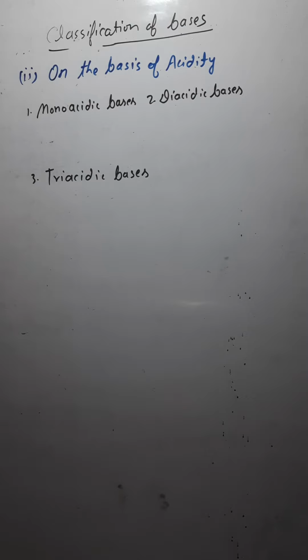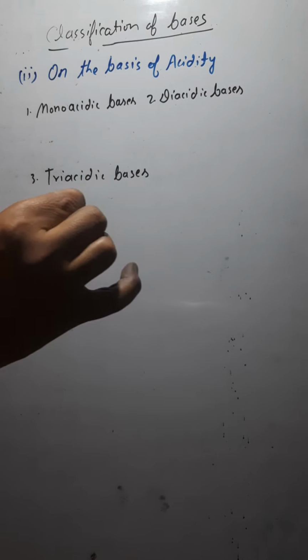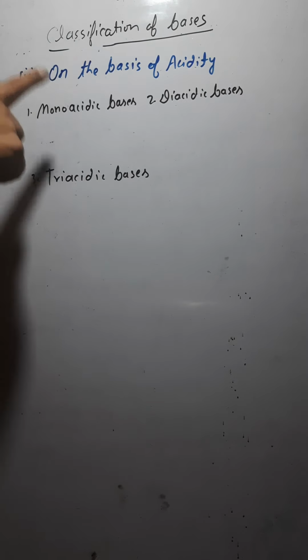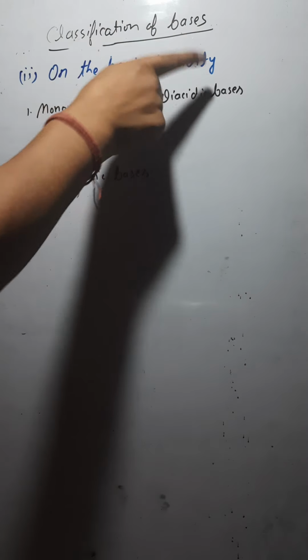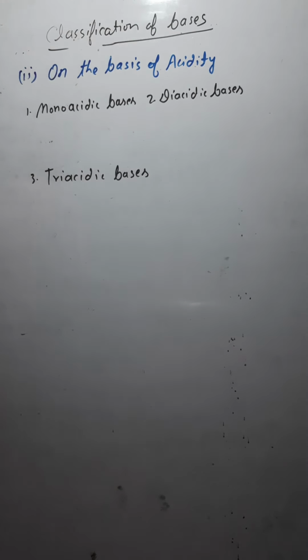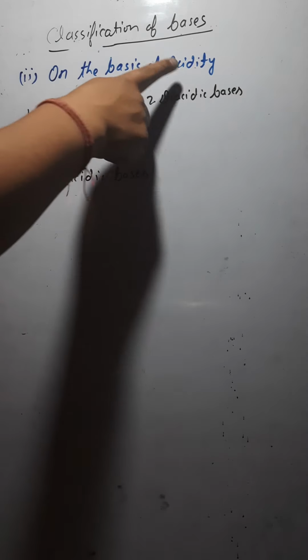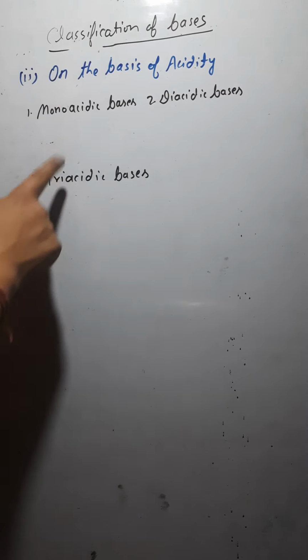Now we have another classification of the bases, that is on the basis of acidity. Likewise we have done in case of the acids also. We have classified the acids on the basis of basicity, like monobasic acids, dibasic acids, tribasic acids. Are you getting it or not? So similarly, here we would classify the bases on the basis of acidity. On the basis of acidity, we have three types of bases.